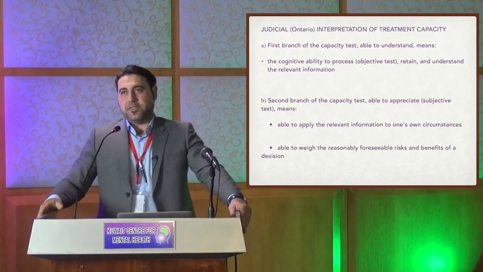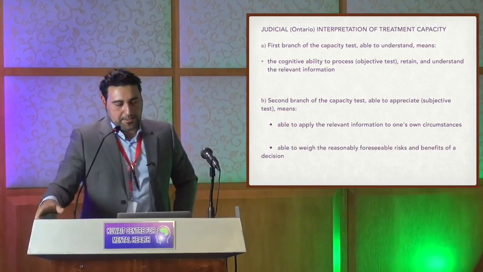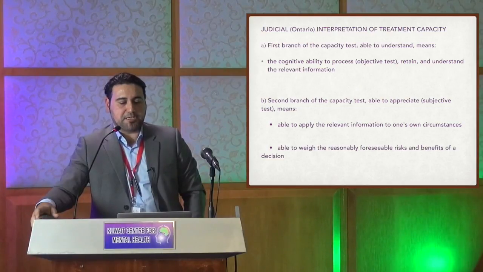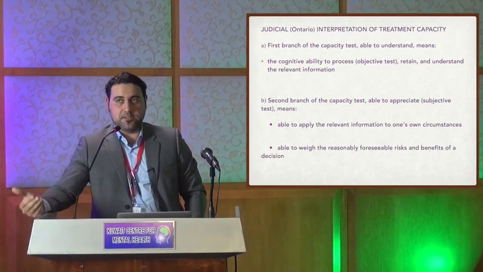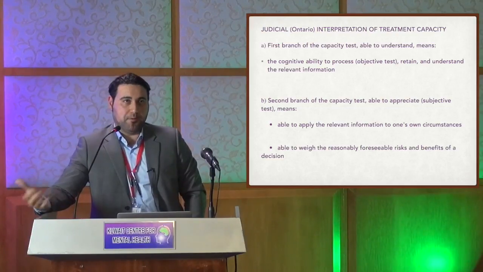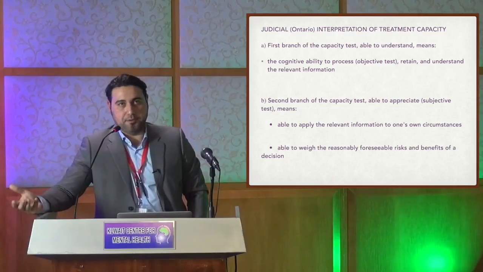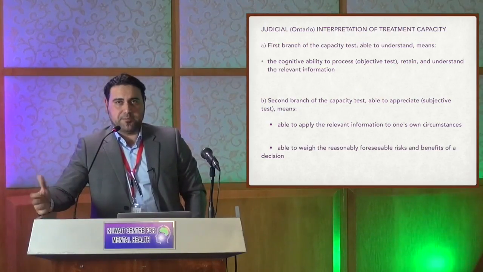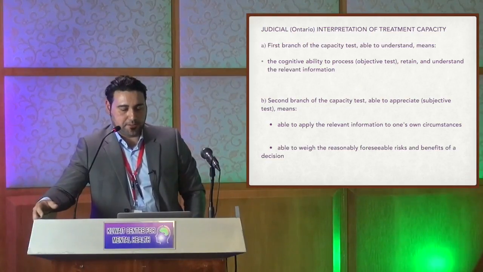So in Ontario, how they define this capacity, again, as we said, the first branch is to understand. This is the objective test. Basically, this is the cognitive ability. So whether the patient is able to process all the information. Unless the patient is demented or has an intellectual disability, they understand the information.